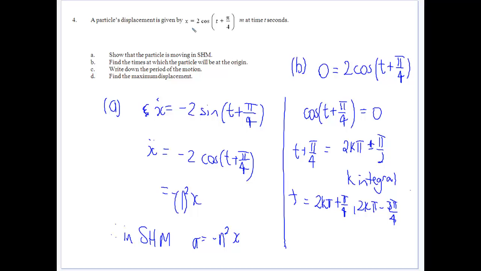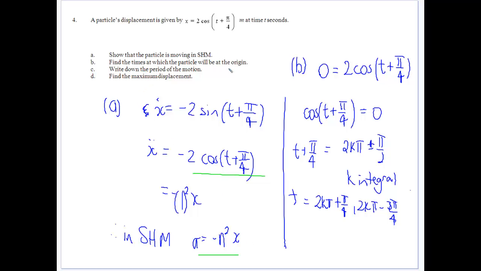This time we've got x equals 2 cos (t plus pi on 4). So our curve's been shifted across. Show this is simple harmonic motion. Well, again, get our derivative. We get minus 2 sine (t plus pi on 4), and our acceleration is minus 2 cos (t plus pi on 4). So notice the 2 cos (t plus pi on 4) is x, and the acceleration is in the form minus n squared x. It's acceleration in simple harmonic motion because we can put it in the form minus n squared x.